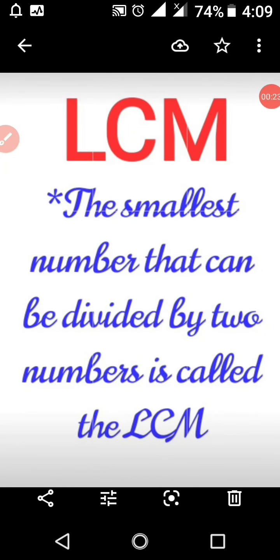LCM means the smallest number that can be divided by two or more numbers. The number of numbers given in the question may be 2, 3, 4. Irrespective of how many numbers there are, the smallest number which can be divided by the given numbers, whether 2 numbers, 3 numbers, 4 numbers or any other count, is known as the LCM.